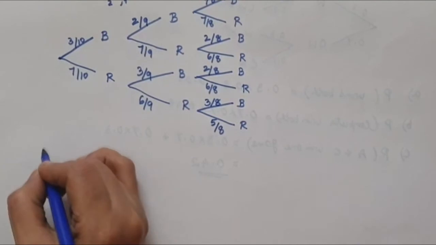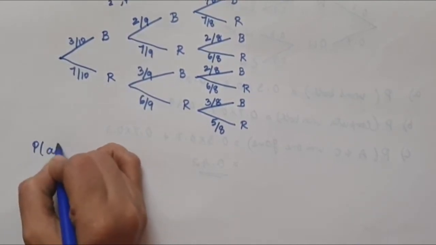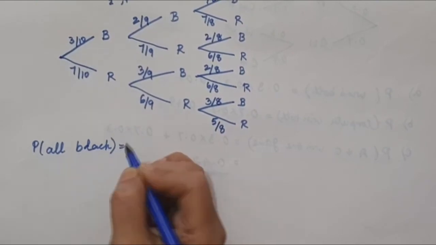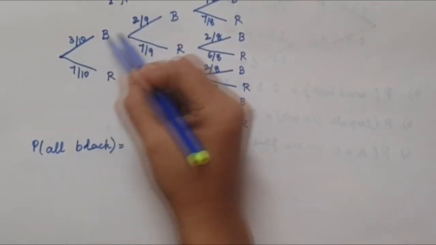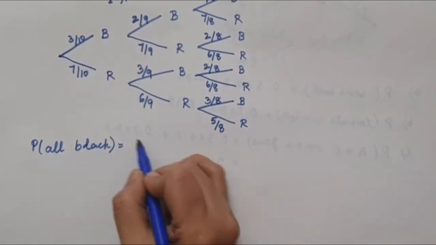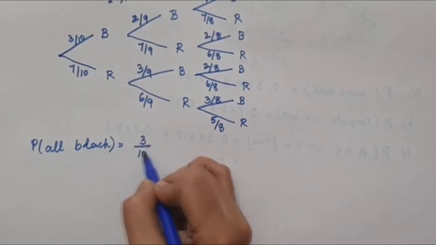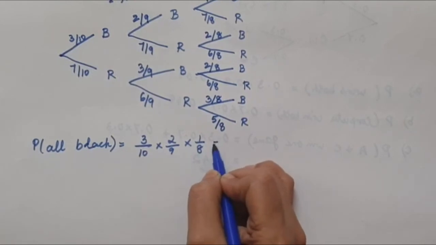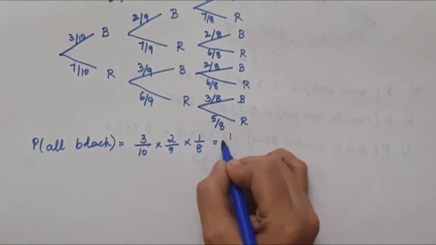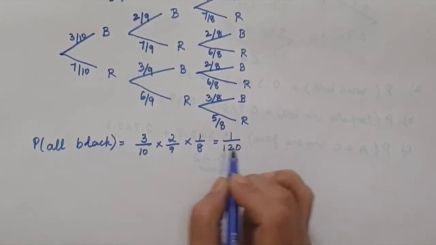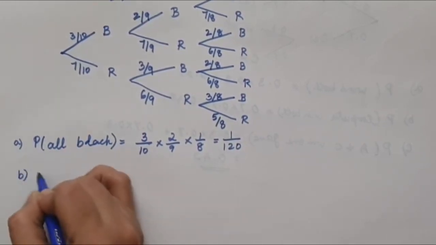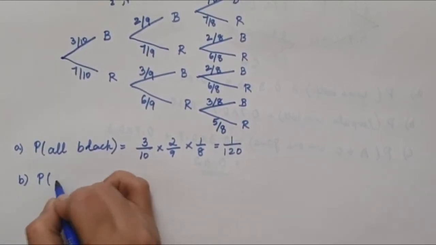Now probability of all black. This is the only branch which has all the 3 black. So it will be equal to 3 over 10 into 2 over 9 into 1 over 8. So this will give us 1 over 120. This is A part.